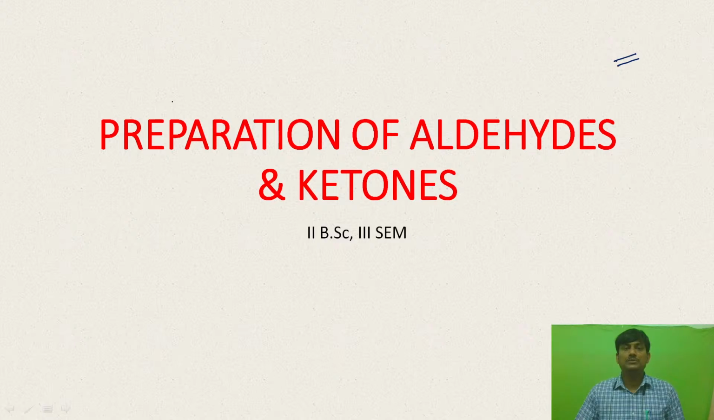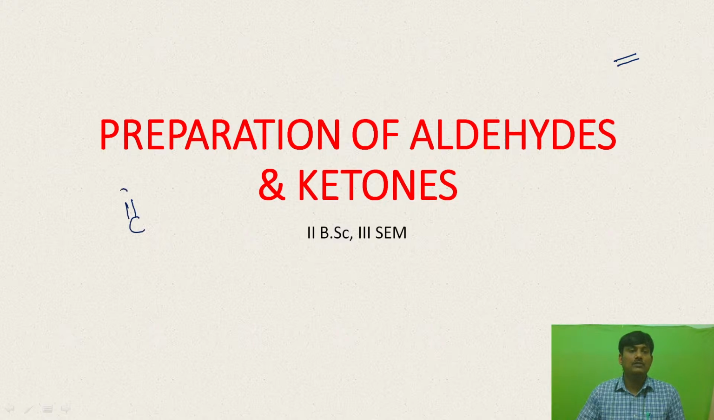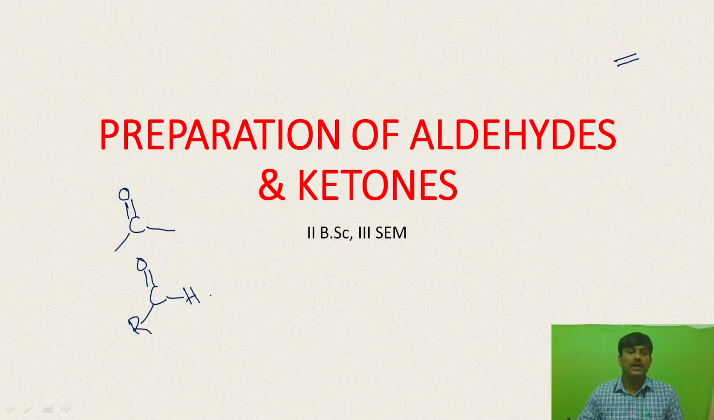Dear students, welcome to GDC Men's Srikakulam YouTube channel. Today I am going to explain preparation of aldehydes and ketones. We know that the functional group of carbonyl compounds is C double bond O. If the C double bond O is attached with at least one hydrogen, it is called an aldehyde. So this is the general form of aldehyde, R C double bond O H.